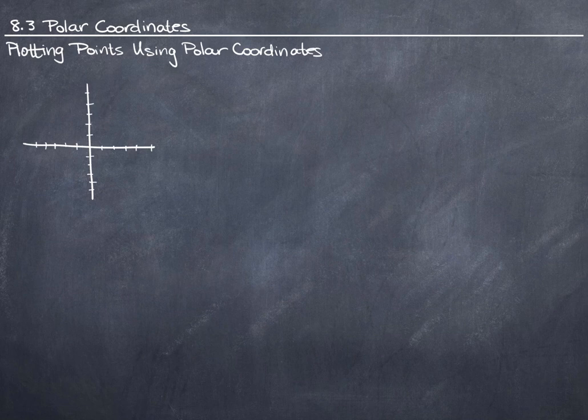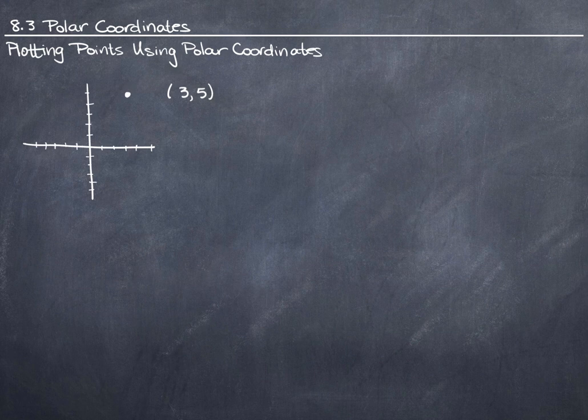We are quite familiar with how to plot points. If I wanted to plot the point (3, 5), for example, starting at the origin, I would go 1, 2, 3 units to the right, and then 1, 2, 3, 4, 5 units up, which would put that point right about here. But sometimes that's not a convenient method.